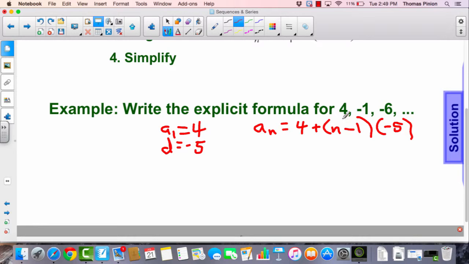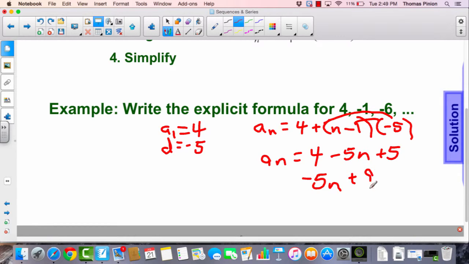Now, the only thing you can do here is simplify it. That means we're going to do the distributive property, so negative 5n plus 5, and bring everything else down. Now the last thing we do is combine like terms. I like putting my variable term first, and there's no other n term, so just bring down negative 5n. And then 4 plus 5 is going to be 9. So the explicit formula, which is special just to this sequence, is A sub n equals negative 5n plus 9.